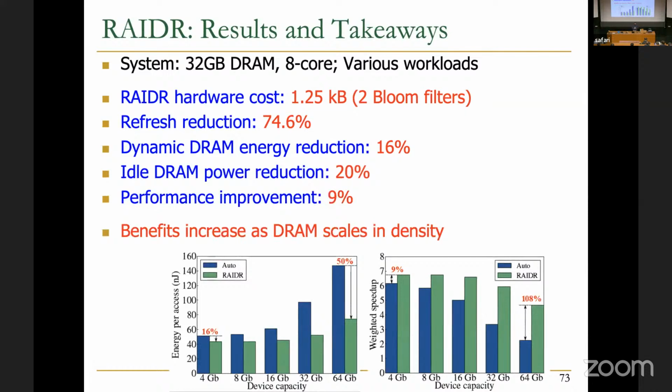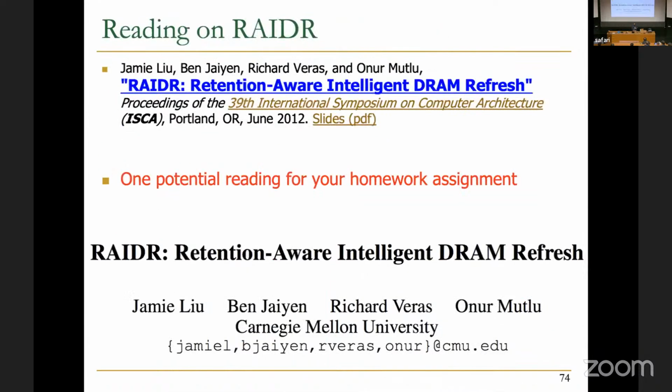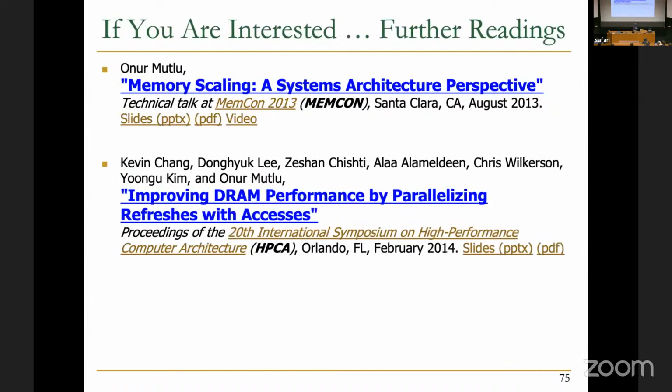And when you scale DRAM density, this is actually the more important part, because we don't care about how much gain we get at 4 gigabits of DRAM density. We need to project for future DRAM chips. We know that density is increasing, and with increased density, the benefits of RAIDR increase quite a lot. So this is the full reference for RAIDR, and there are more supplementary papers that help you understand the concept if you're interested.